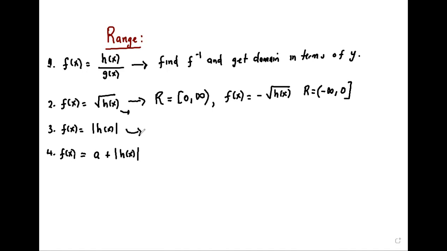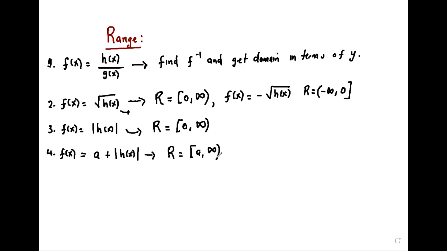For this one, the range is 0 to positive infinity, because for the absolute value, the least it can be is 0. Everything else is going to be above 0. And then the other one, the range here is a to positive infinity.